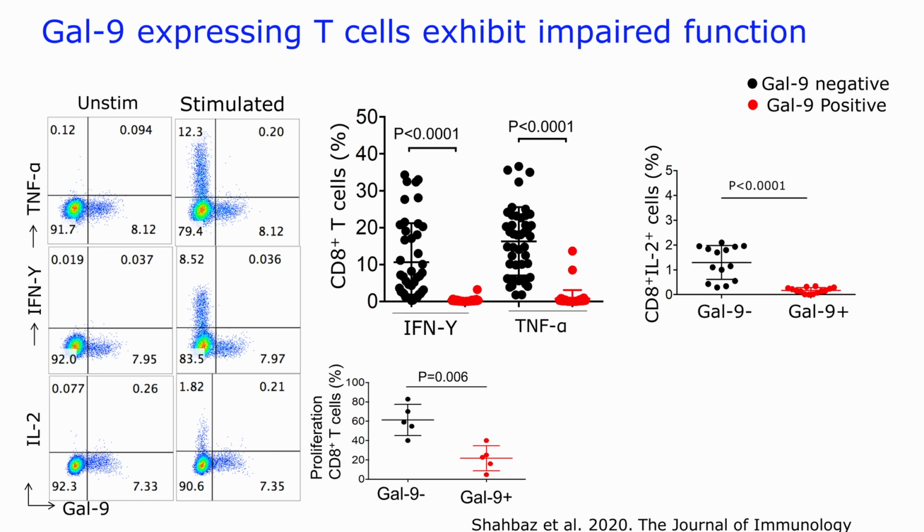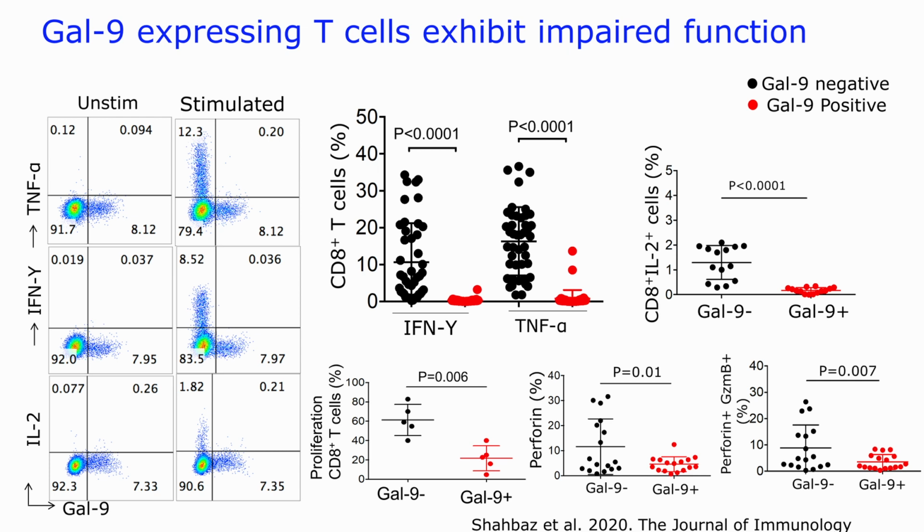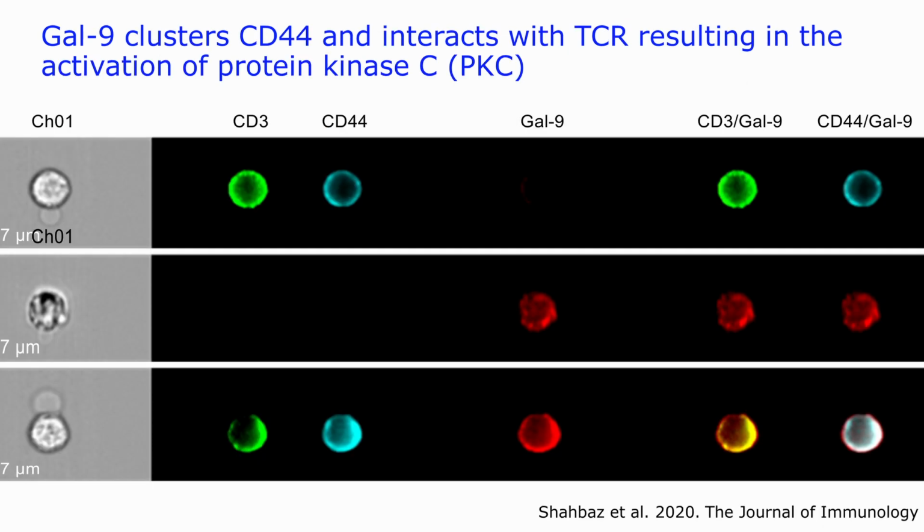Also, we looked at the proliferation capacity of those galectin-positive and negative cells. As you can see, they have significantly lower proliferation capacity. And also, we looked at perforin and granzyme. These are cytolytic molecules. So killer cells secrete granzyme and perforin in order to kill infected cells or tumor cells. And you can see that the galectin-positive cells also have significantly lower levels of these molecules.